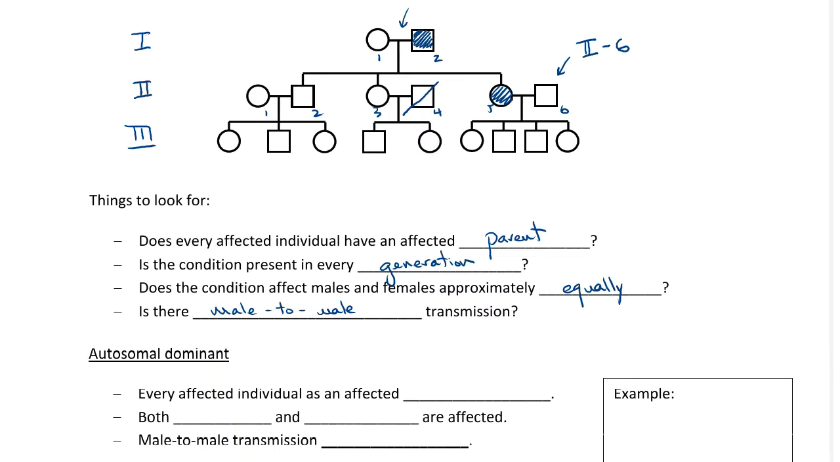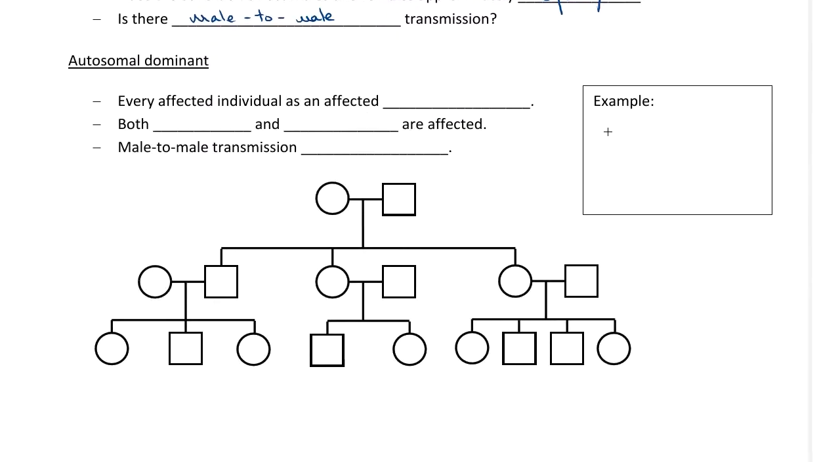Let's first look at autosomal dominant. An example of a condition in humans that's transmitted with an autosomal dominant pattern is Huntington's disease. This is a neurological condition that causes movement disorders and dementia starting in middle age.